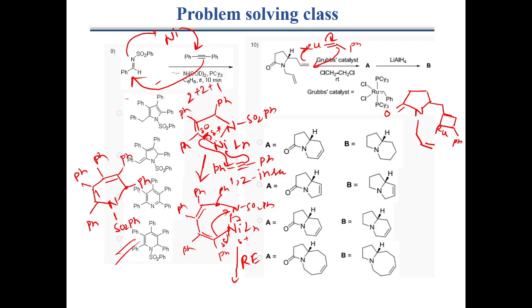Further, what happens? This will undergo a retro 2 plus 2, or retro 2 plus 2 cycloaddition reaction, giving this product.